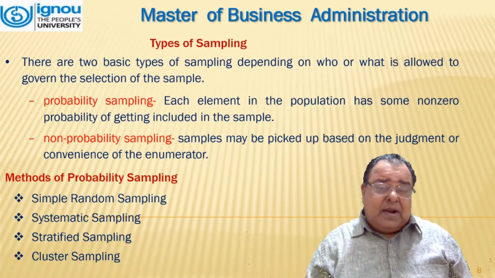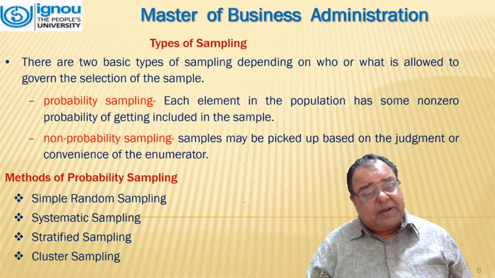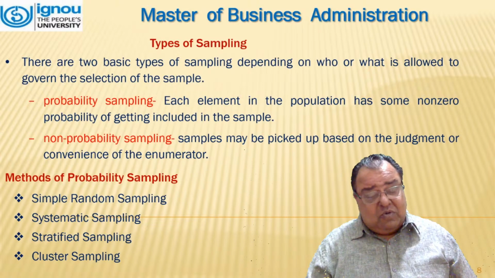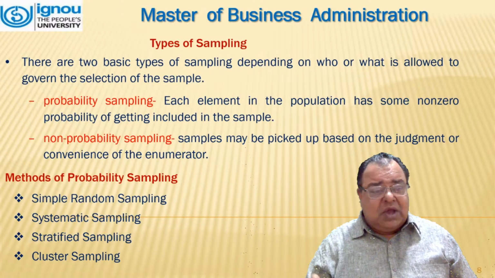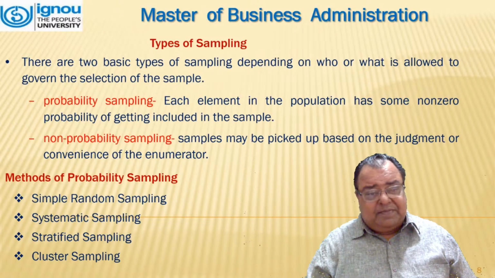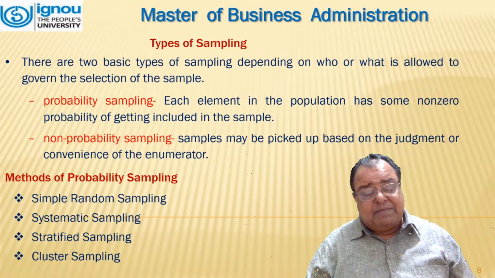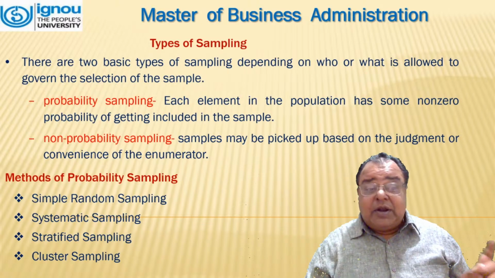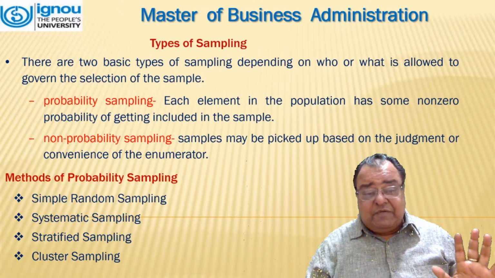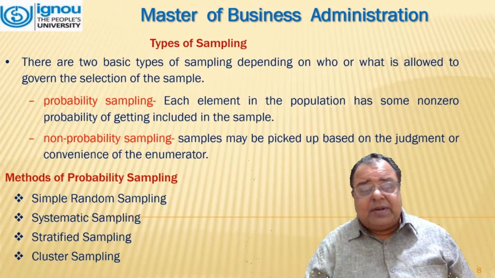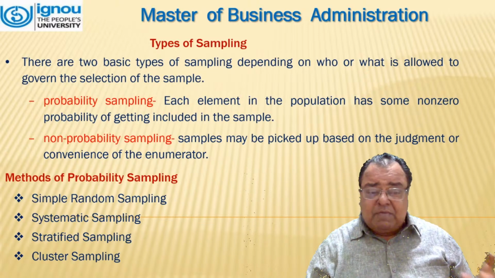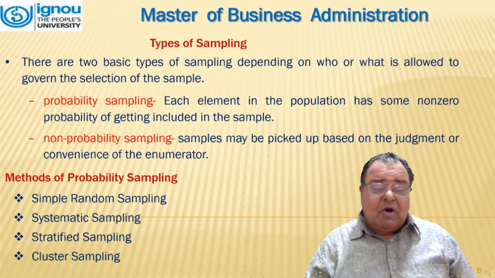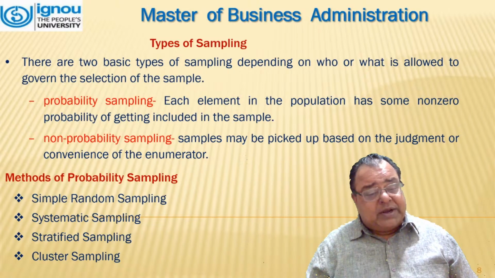Now, another part is what are the different types of sampling. There are two basic types of sampling depending on who or what is allowed to govern the selection of the sample. First one is probability sampling. Here, each element in the population has some non-zero probability of getting included in the sample. And the second one is non-probability sampling. Here, samples are picked up based on the judgment or convenience of the enumerator.